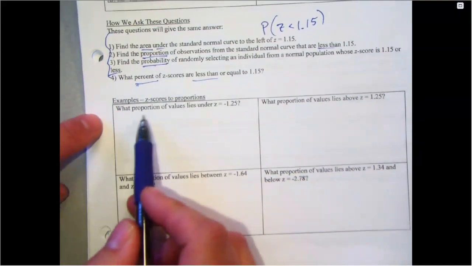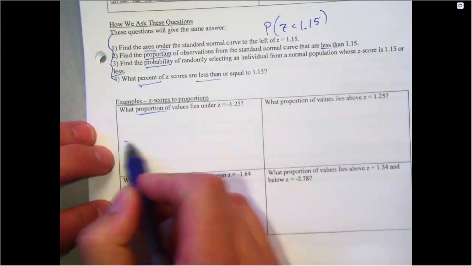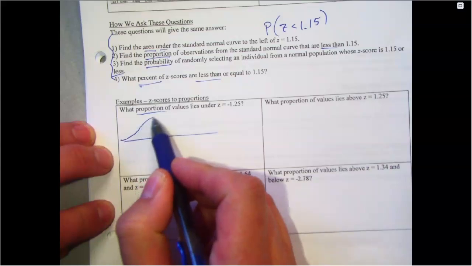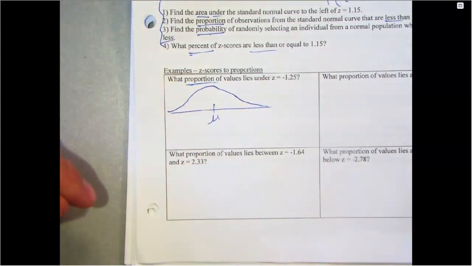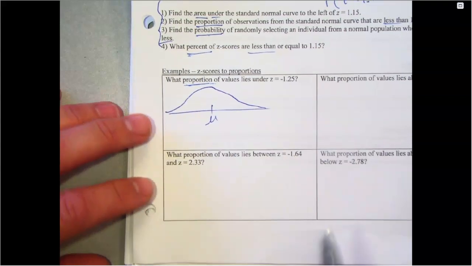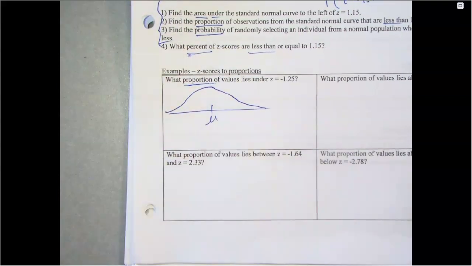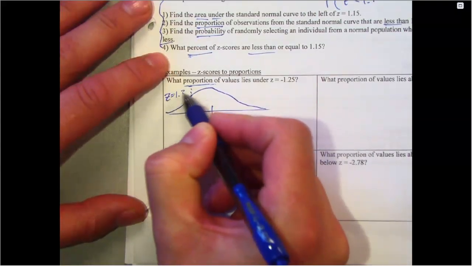So if I have this one here, what proportion of values lies under Z equals negative 1.25? You're not going to have to sketch this every time. You don't even have to sketch this if you don't want to. I'm just kind of doing it for a visual to show you. So Z, that's the mean. What's the Z-score of the mean? 0, because you're 0 standard deviations above or below. That's just Z equals 0. Z equals negative 1.25. Is that to the left of the mean or to the right of the mean? To the left, it's negative. So it's somewhere over here. We got Z equals negative 1.25.